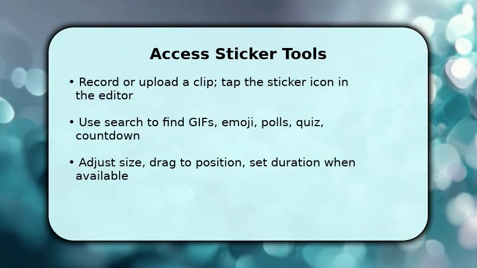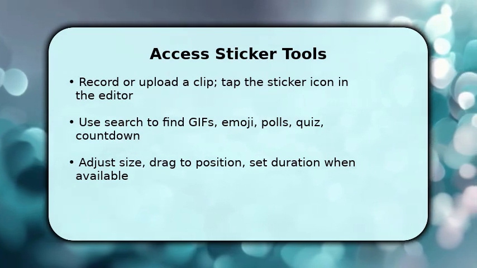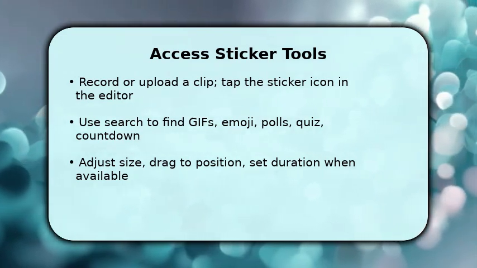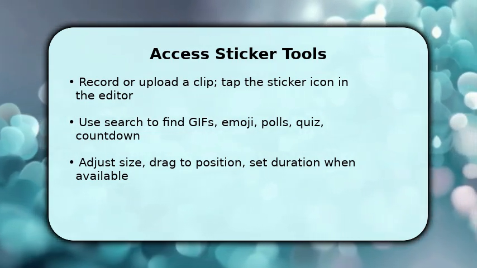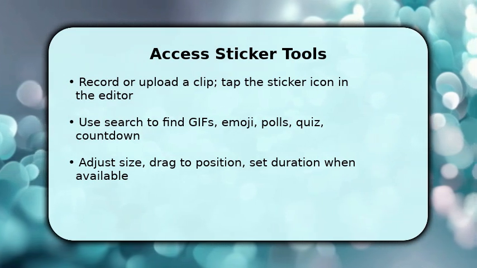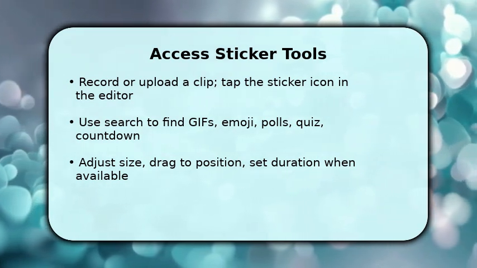You've opened the editor, now access sticker tools. Record or import your clip, then tap the sticker icon. This reveals categories like GIF, emoji, polls, quiz, countdown, and music stickers. Use the search bar to find a branded sticker or keyword.